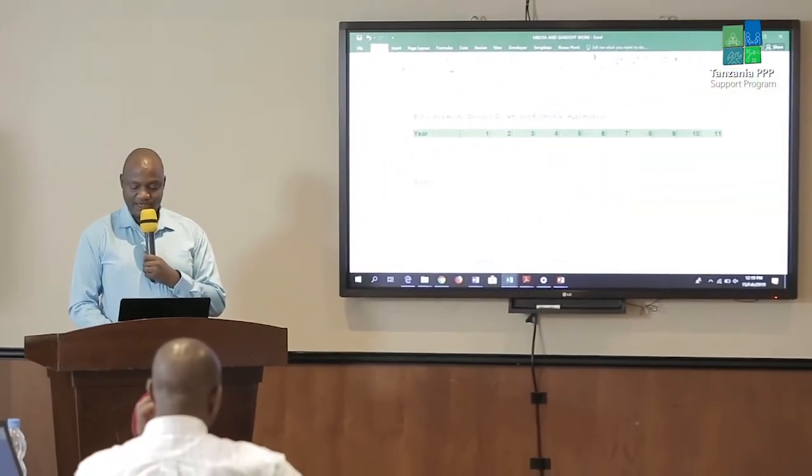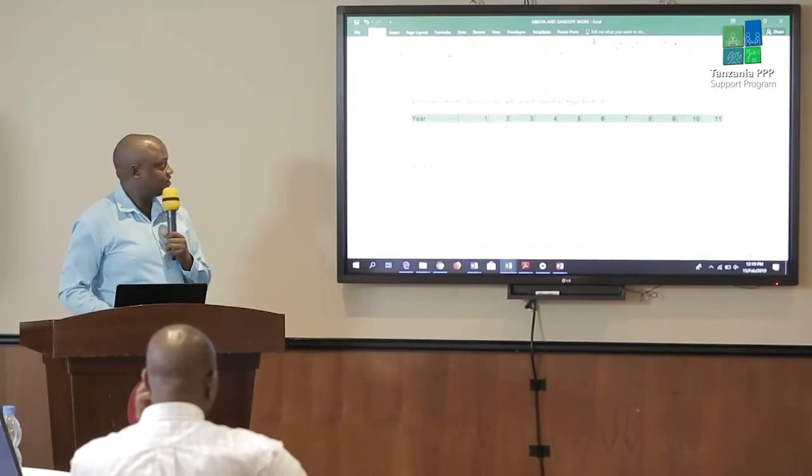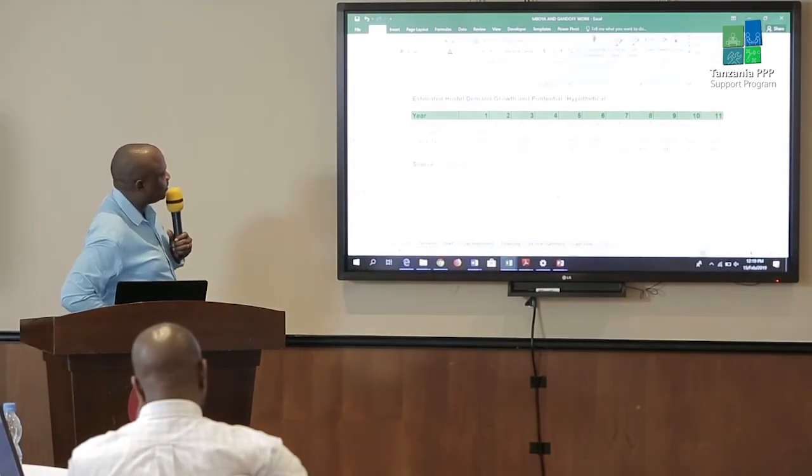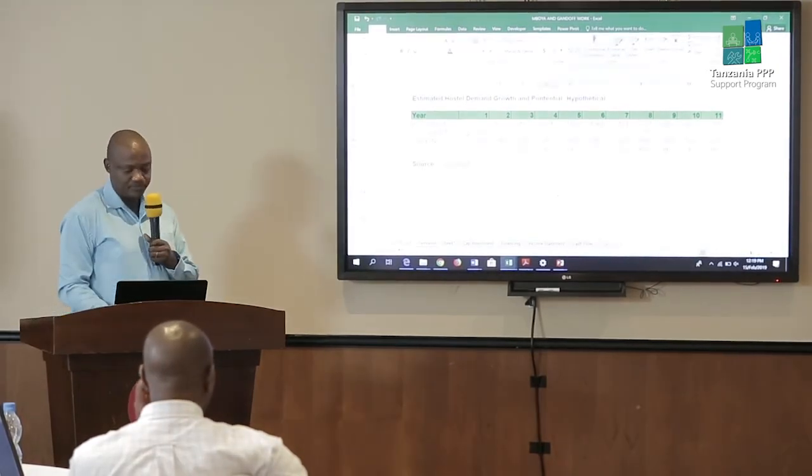So this is the capacity growth, growing from 54% in the second year where the project is expected to start to 98% by the end of year 11. So you can see this is the growth of the students being accommodated in the hostel.